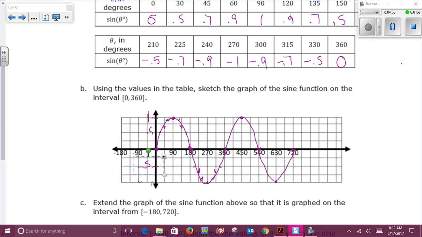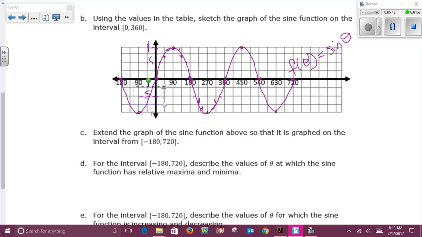And if I go this way, at -90 I'll be there, and at 180 I'll be up there. Again, I'm just taking key points and moving them because I don't need to plot every single point to get what I need. This is f of theta, and it is sine of theta. So we did part C, which was to extend the graph.